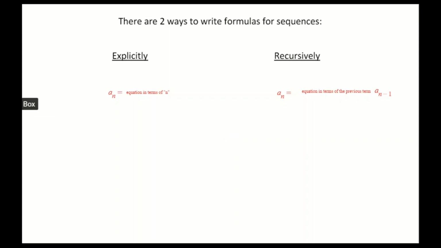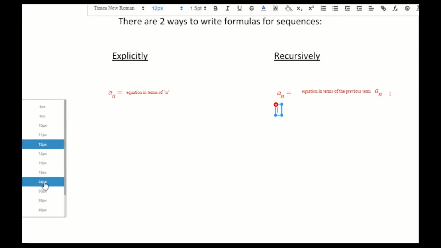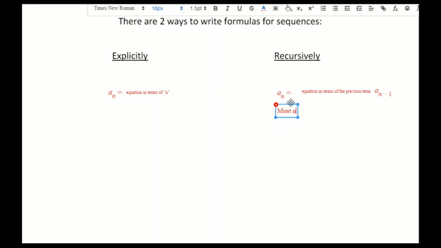Now, there's some catches here. When you're writing a recursive formula, you have to know the previous term. So if you work your way back, you might be thinking, okay, well, how do I actually kickstart this whole recursive equation? Well, you must know a seed value. In other words, some number to kickstart the equation. And as we go through a couple examples, this will probably make more sense. And usually we call this seed value a sub 0.